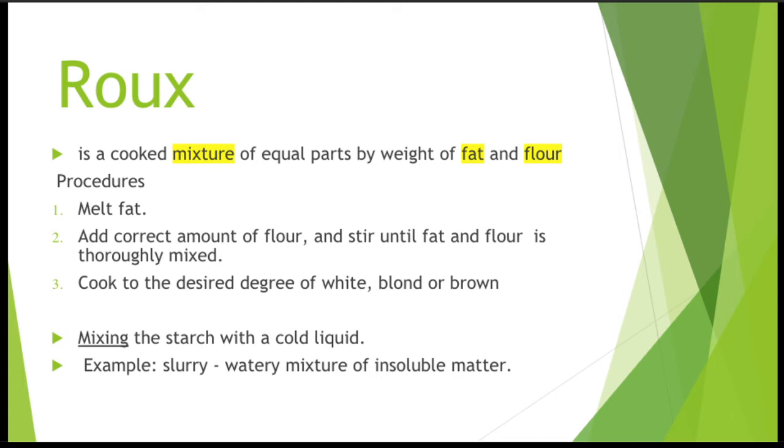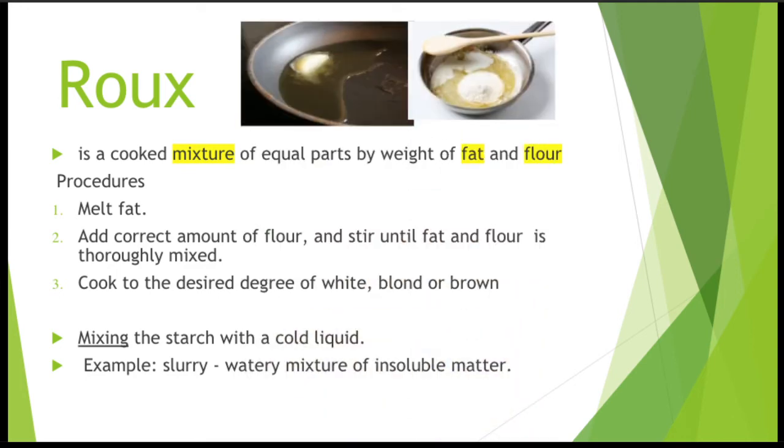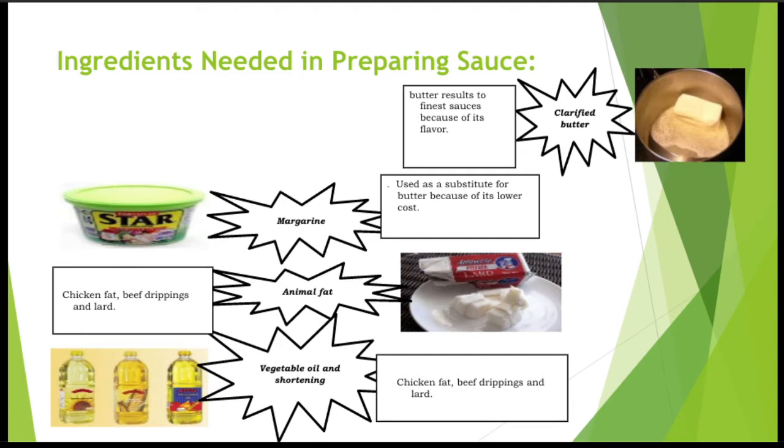For the mixing, you have to mix the starch with a cold liquid. Example, slurry, which is the water mixture to insoluble matter. A roux is a melted butter mixed with brown flour for thickening soup gravies. We have to mix the starch with fat. Example is the roux. And for the roux, these are the following ingredients that we have.